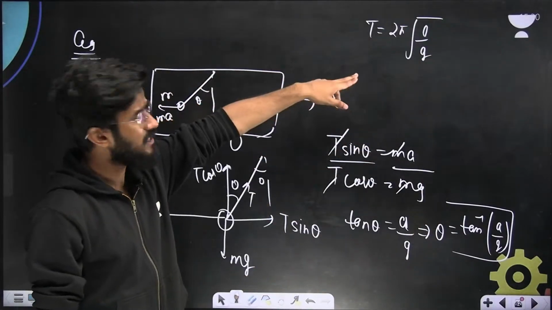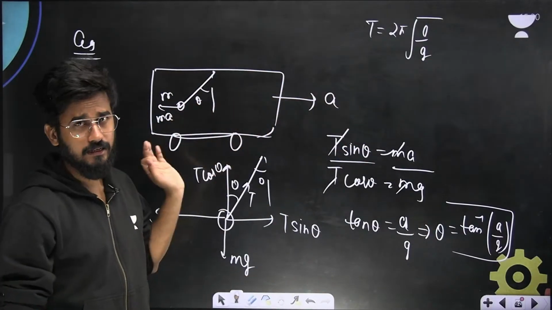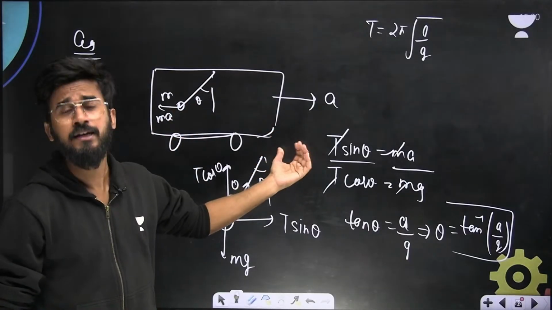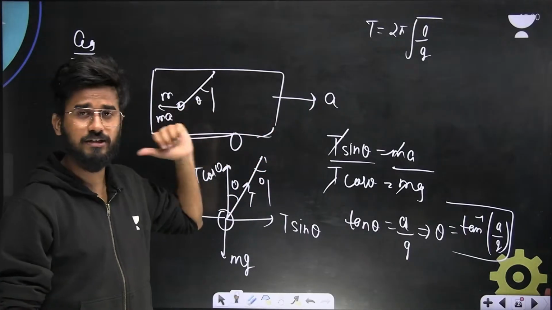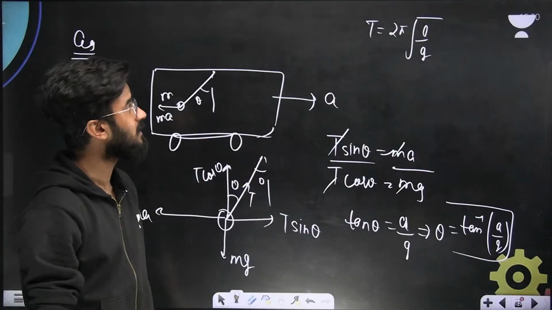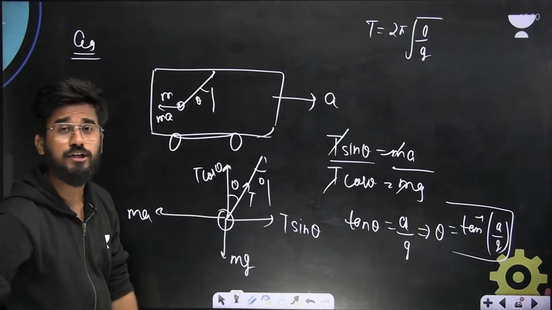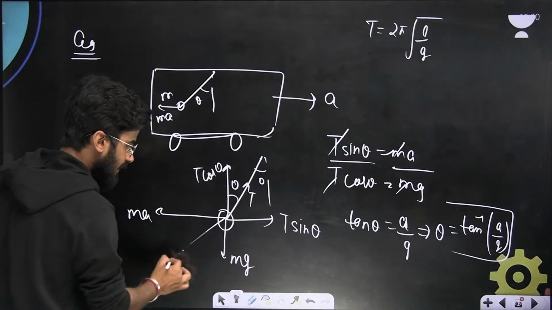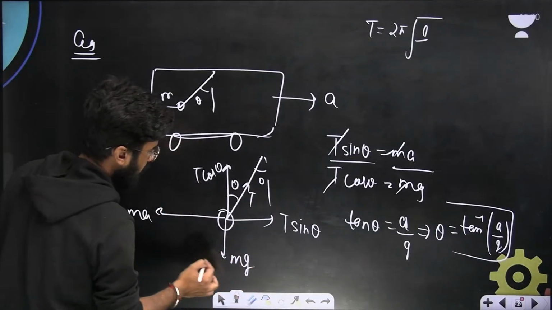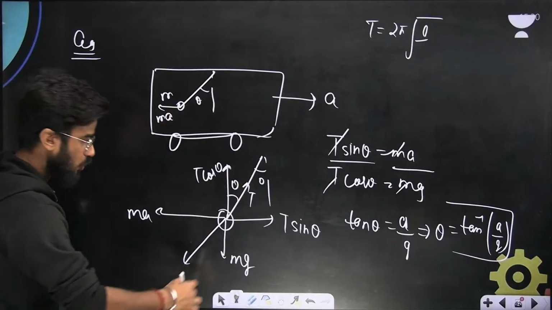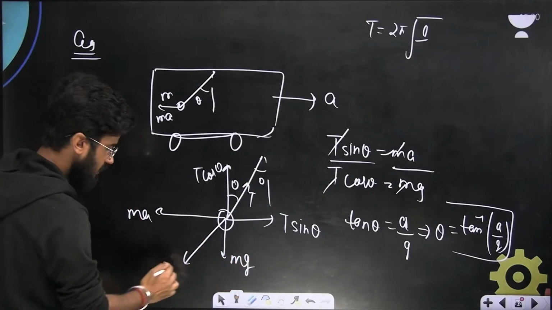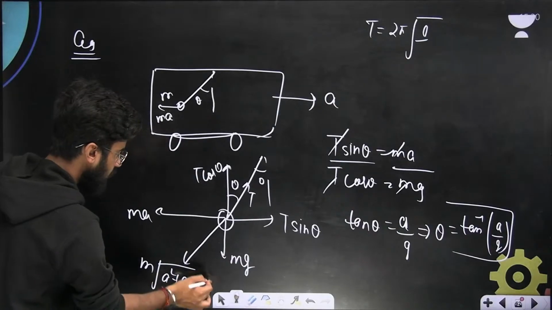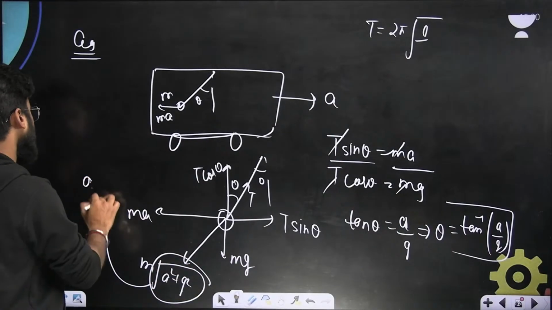Now there g is the acceleration due to gravity, but there is a catch. If it is in a non-inertial frame, then there is an acceleration also. And because of that acceleration, the acceleration due to gravity becomes g effective. So g effective is in this direction, opposite to the tension. So what is it? The total net force because of this is m under root a square plus g square, and this is called g effective.